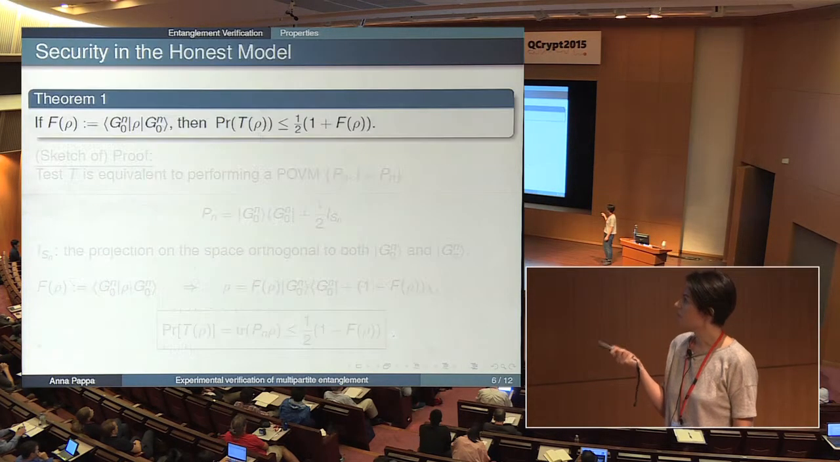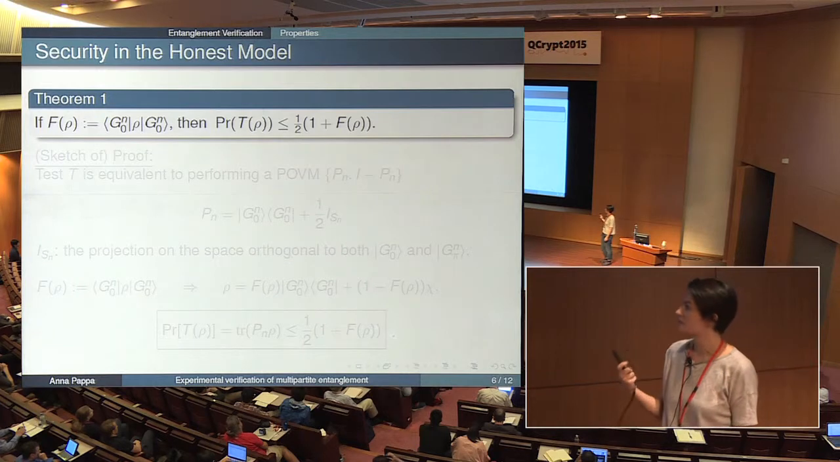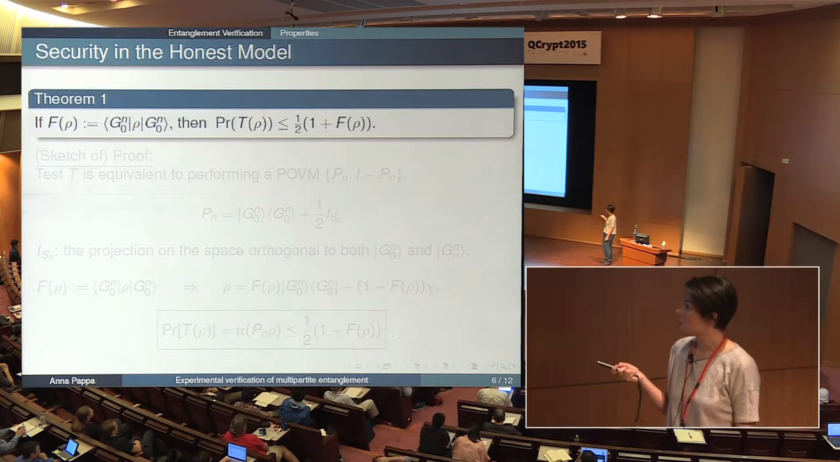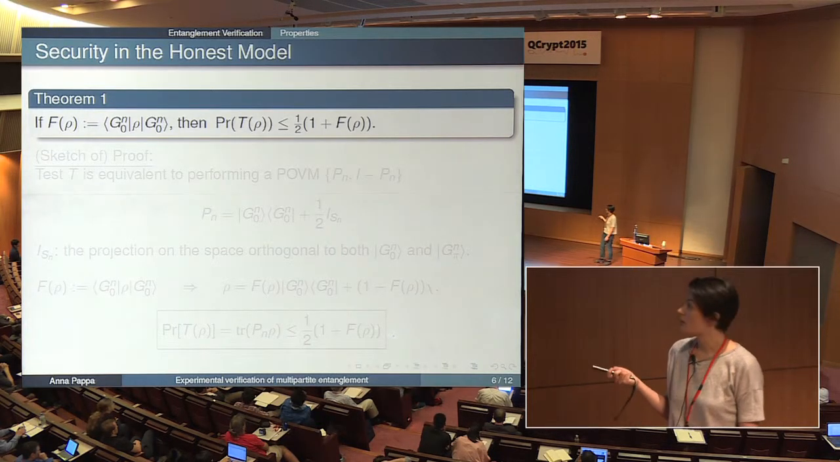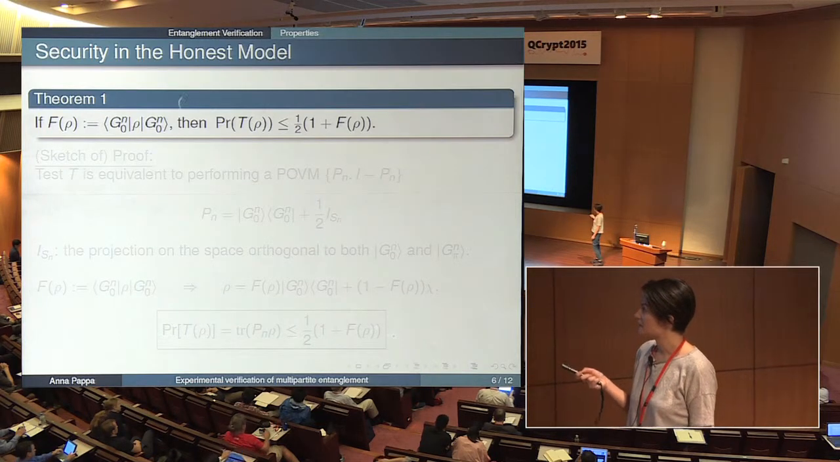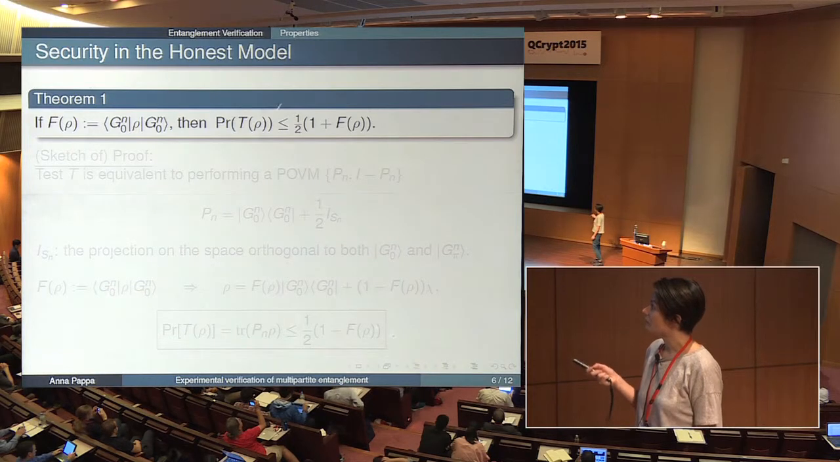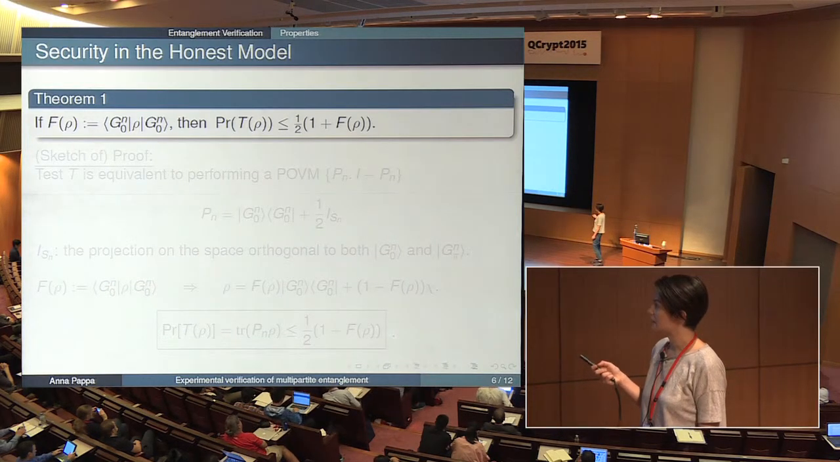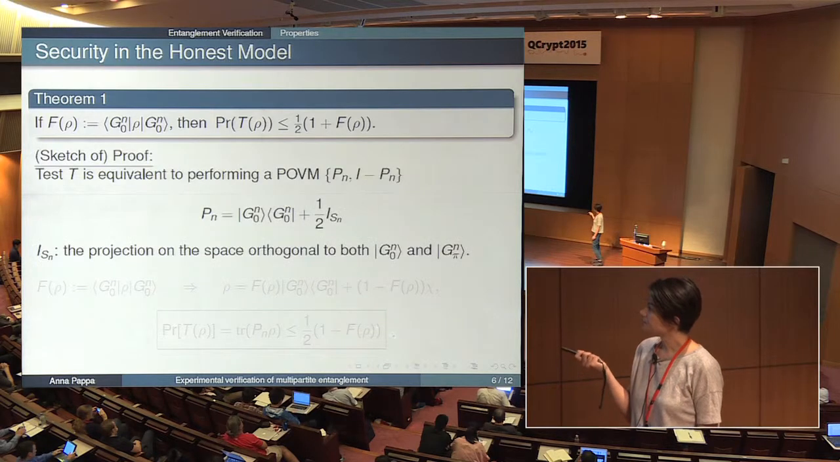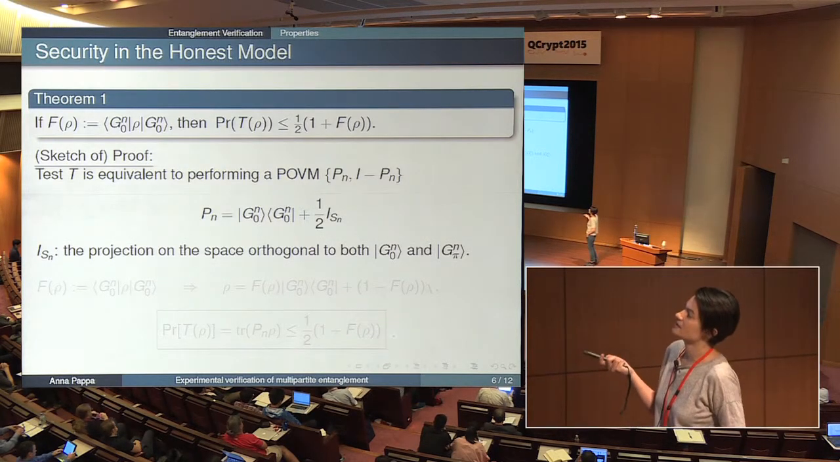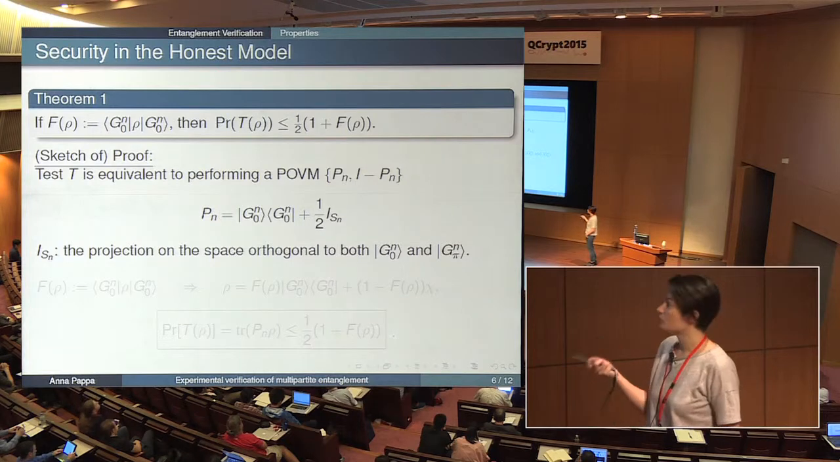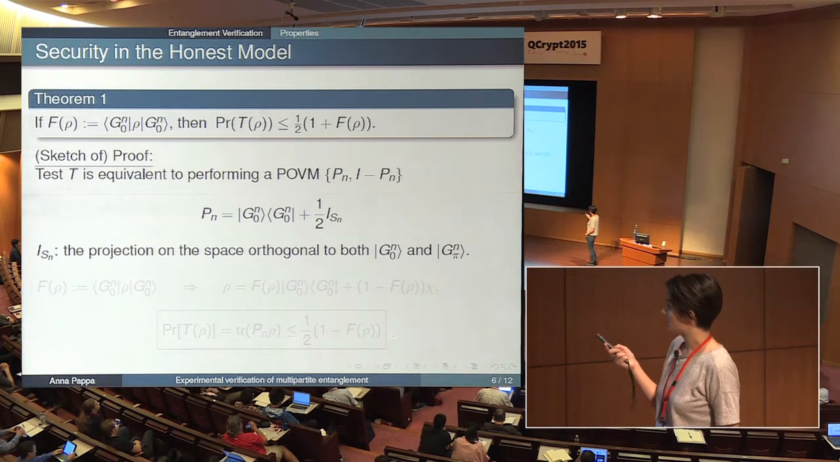Now, what happens when the source actually shares a state that's not the GHZ? When the state that is shared is a state rho that has fidelity with a GHZ state phi, then we can show that we can upper bound the probability of the test succeeding by a function of the fidelity. This function is half times 1 plus the fidelity. And how we show it is by thinking of our test as equivalent to performing a POVM. This POVM, Pn, can be shown to be this one.